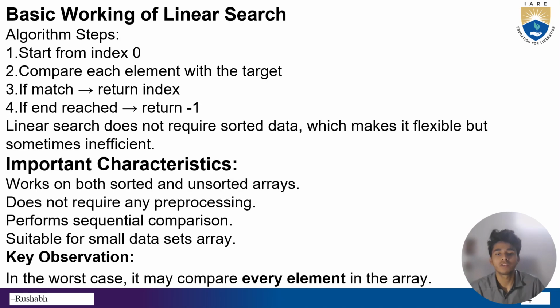Basic working of linear search. Algorithm steps. There are 4 steps we include in this algorithm. We have to start from index 0. Compare each element with the target. If the matching element is found in the list or array, we have to return that index. If the array has ended without returning any index, we have to return -1. Linear search does not require sorted data, which makes it flexible but sometimes inefficient.